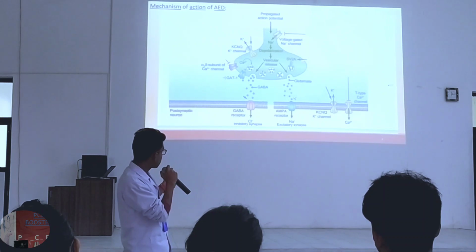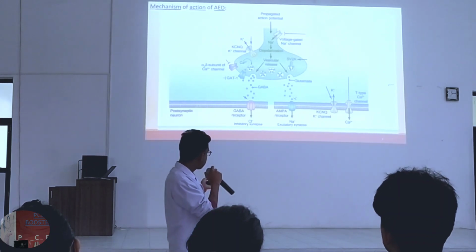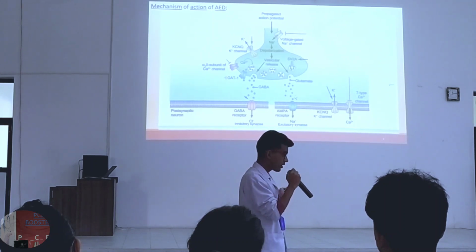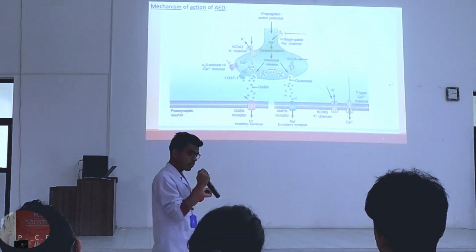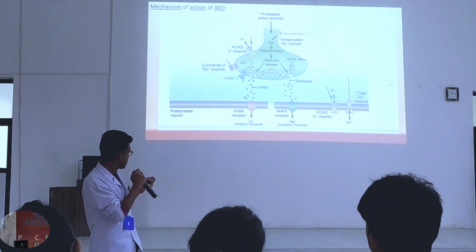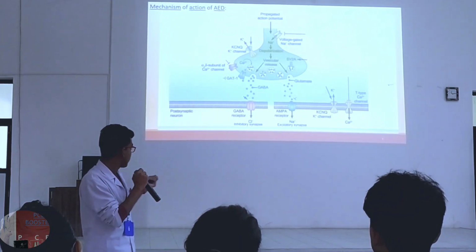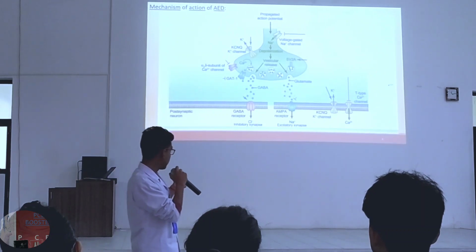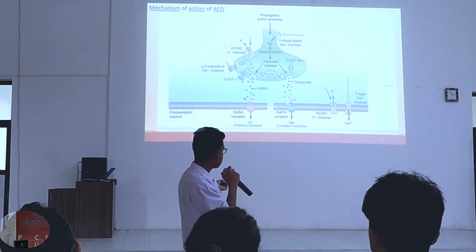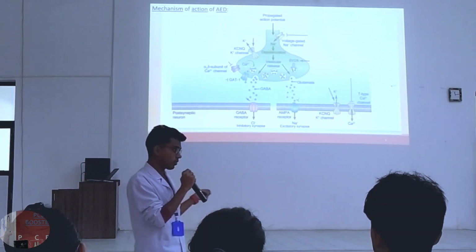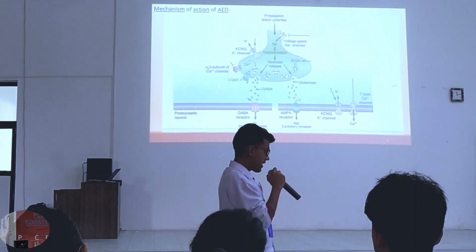This action potential again stimulates the calcium channel in the presynaptic membrane, and calcium entry occurs. This calcium stimulates the vesicles to fuse with the presynaptic membrane, and release of the glutamate neurotransmitter occurs in the synaptic cleft, which acts on its receptors, the NMDA receptor and AMPA receptor on the postsynaptic neuron. This is the excitatory pathway.